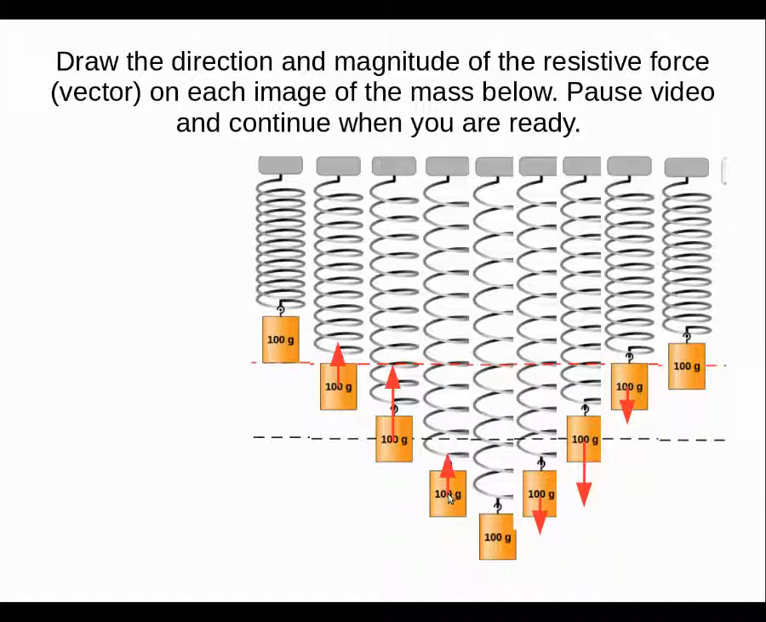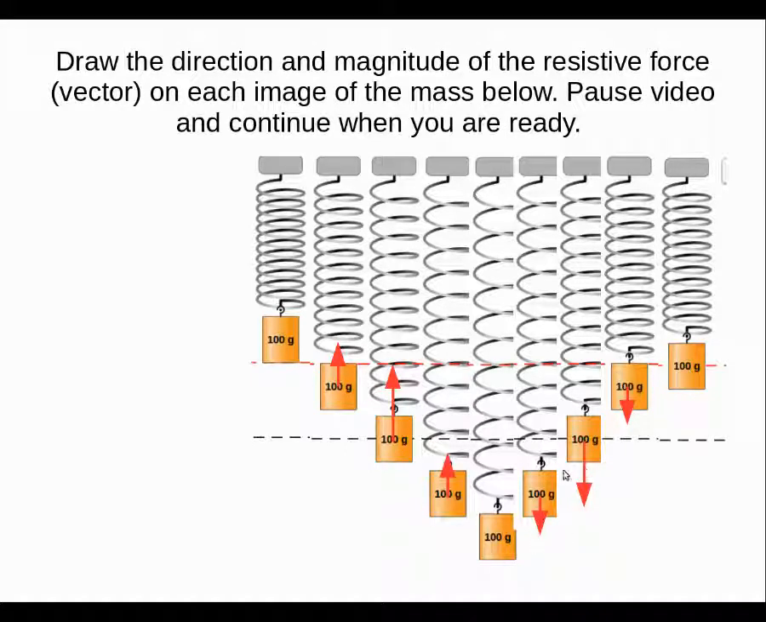As it starts to decelerate and slow down, the resistive force decreases, and it's zero at the amplitude for the opposite direction. And then as the mass starts to move back up, the resistive force now again acts in the opposite direction, has its maximum value at the equilibrium position, and then zero here.